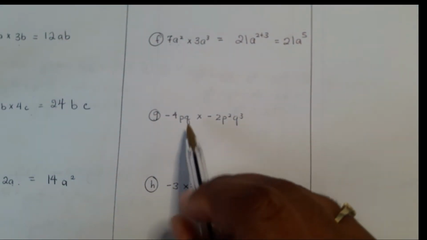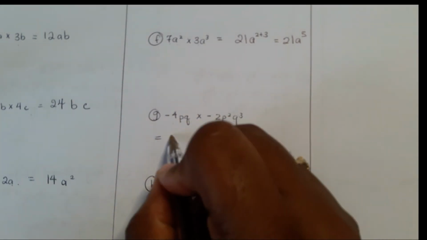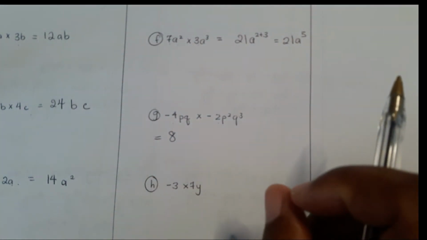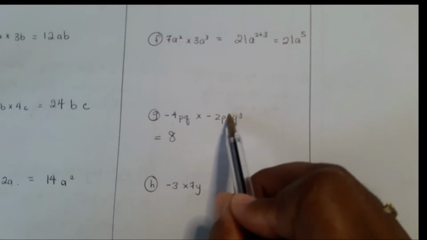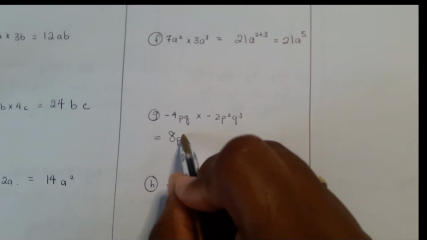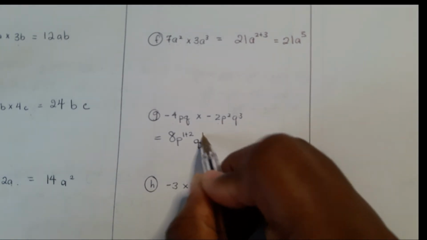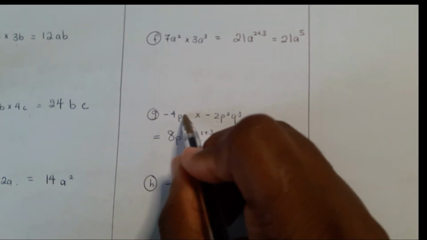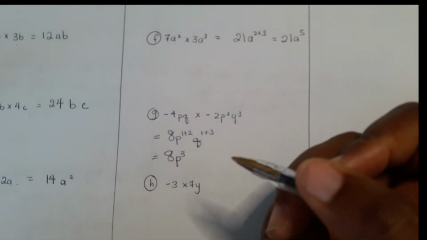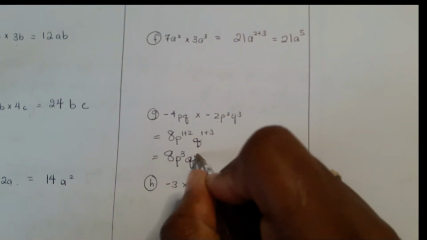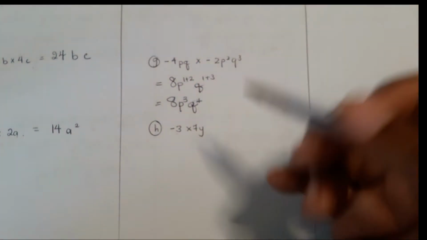Now here we have two negative numbers. Negative 4 times negative 2 would give us a positive 8, because a negative times a negative gives us a positive. Now we have a p here and 2 p's here, so we would add. So this would be p to the 1 plus 2, and then we have q to the 1 plus 3, right? Right there. And so we end up with 8p to the 3rd power and q to the 4th power.